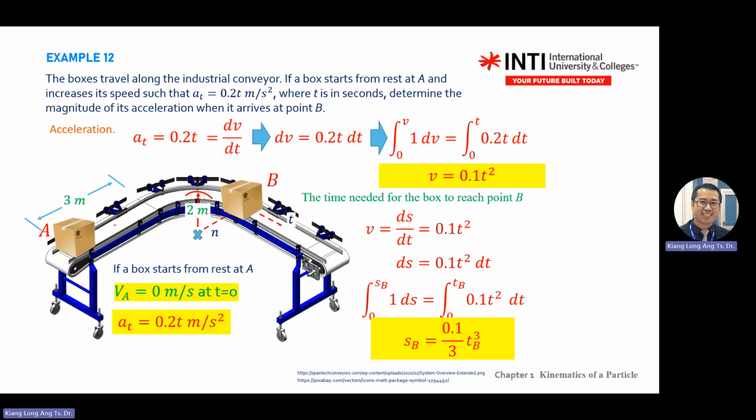Okay, at the end you reach one S equation: S equal to 0.1 divided by 3t cubed. You can calculate the S from A to B, 3 plus the circumference. What is the equation for circumference? 2 pi r. Circumference equal to 2 pi r.